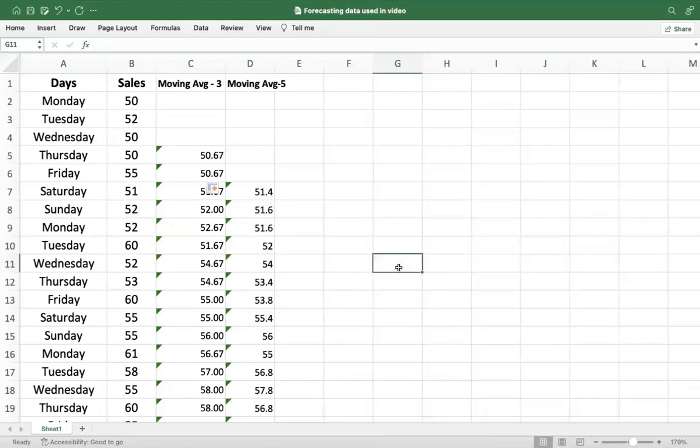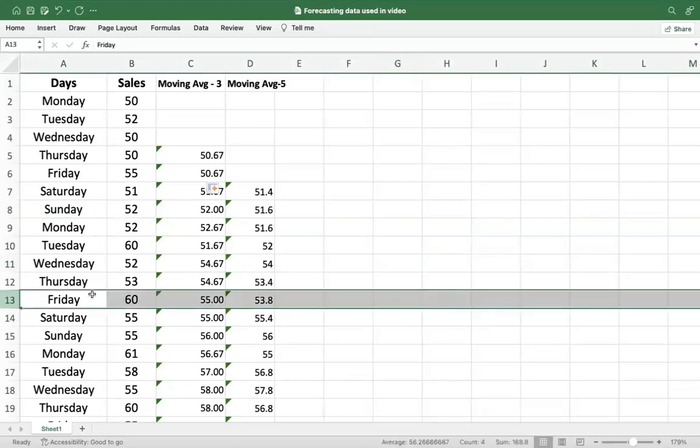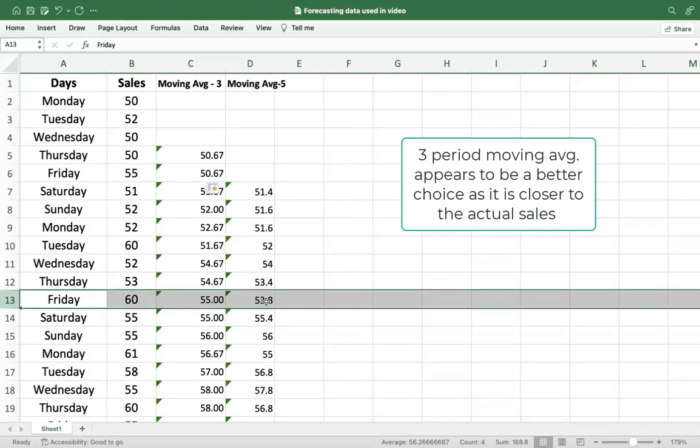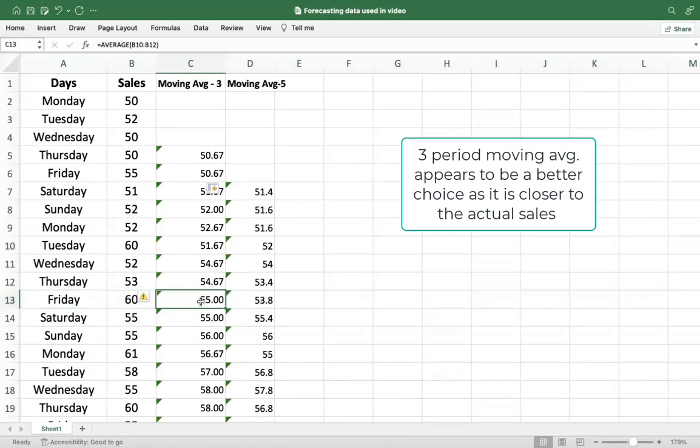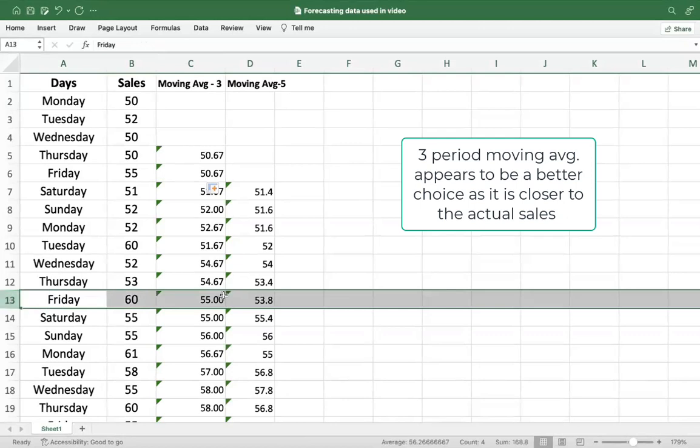Okay, let's see another situation. Let's say if we talk about Friday. On Friday, our actual sales value is 60. And using the 3-period moving average, we get 55. And using the 5-period moving average, we get 53.8. So clearly, 55, that is the 3-period moving average, is closer to 60 compared to 53.8. The distance between 60 and 55 is less, and the distance between 60 and 53.8 is more. So which means, again, just based on this one, it appears that the 3-period moving average is a better choice.